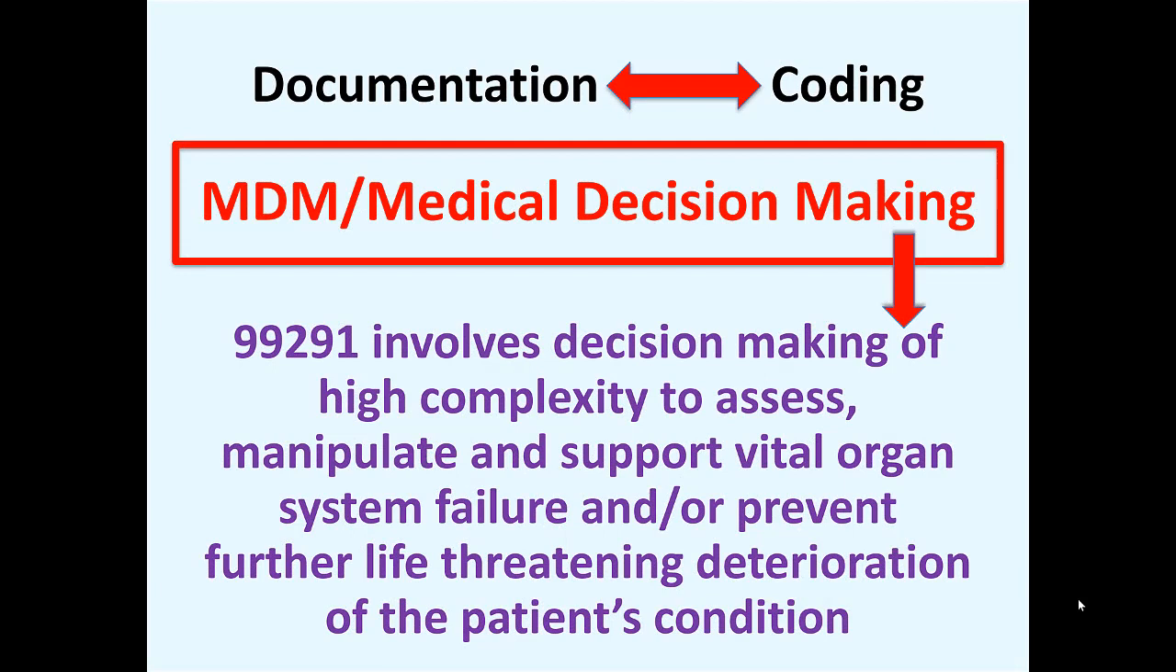Specifically, you want your documentation to state decision-making of high complexity to assess, manipulate, and support vital organ system failure and/or prevent further life-threatening deterioration of the patient's condition. This exact wording appears in the Current Procedural Terminology standard and is also recognized by the Centers for Medicare and Medicaid Services, what we know as CMS.